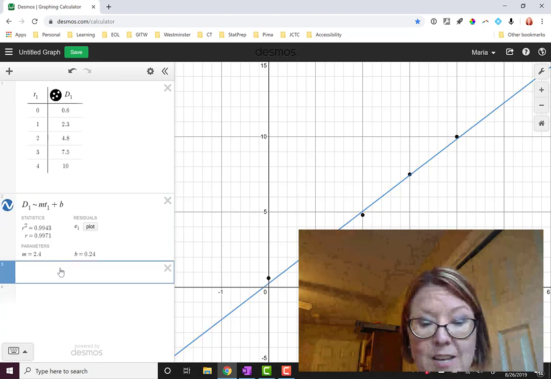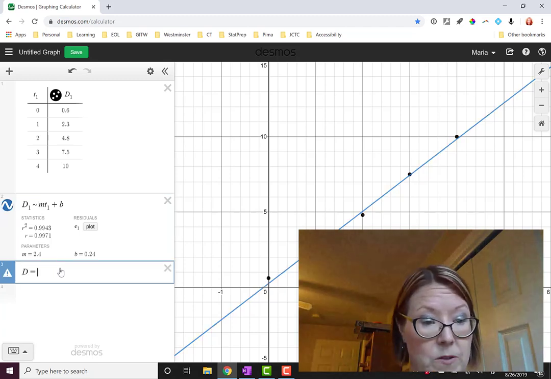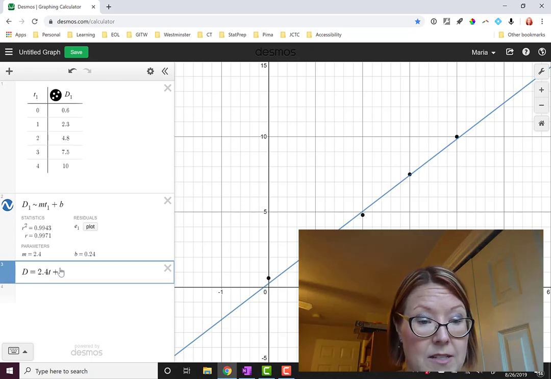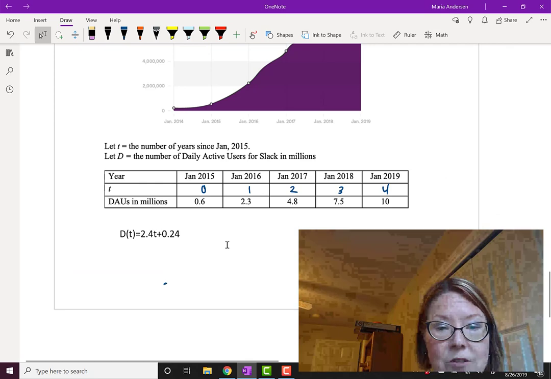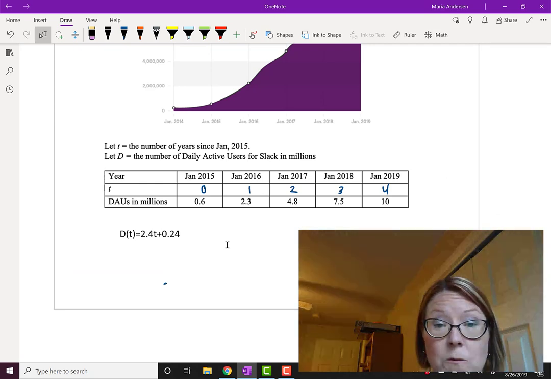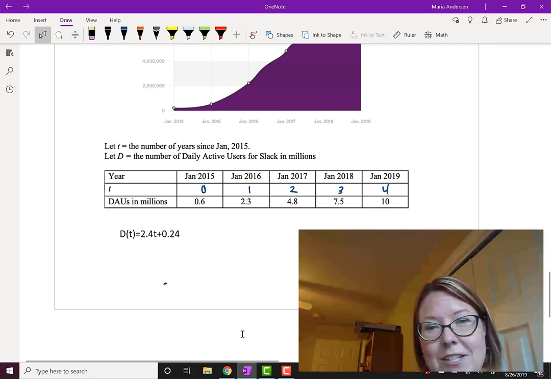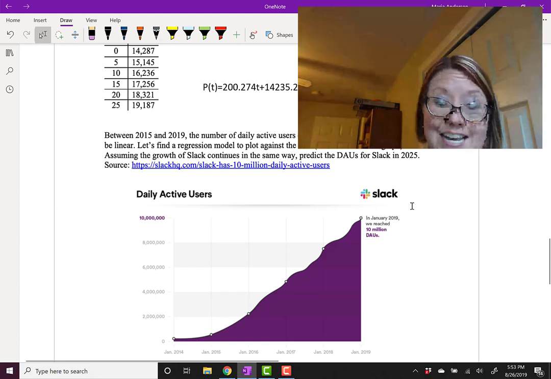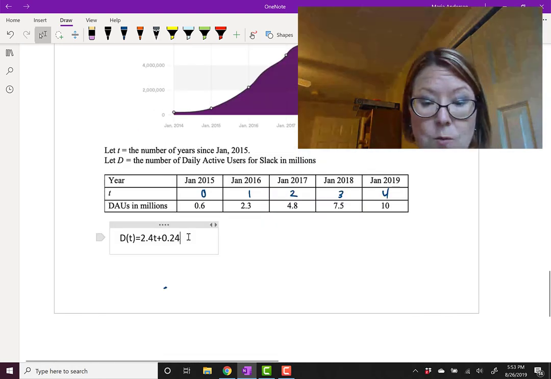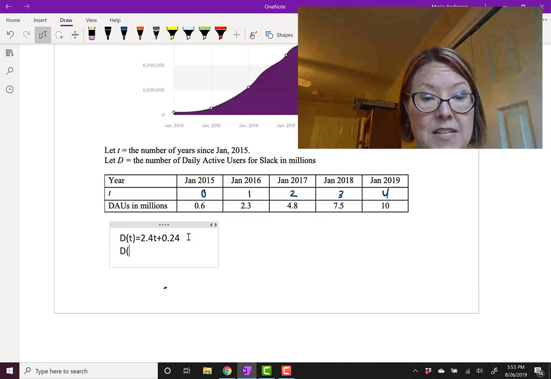I'm going to double check it by plotting it. D equals 2.4T plus 0.24. Looks perfect. So I have a model. D of T equals 2.4T plus 0.24. Now there was one more thing we wanted to do in this problem. We wanted to predict the DAUs for Slack in 2025. Now 2025 would be 10 years after 2015. So what I really want to do here is find capital D of 10.